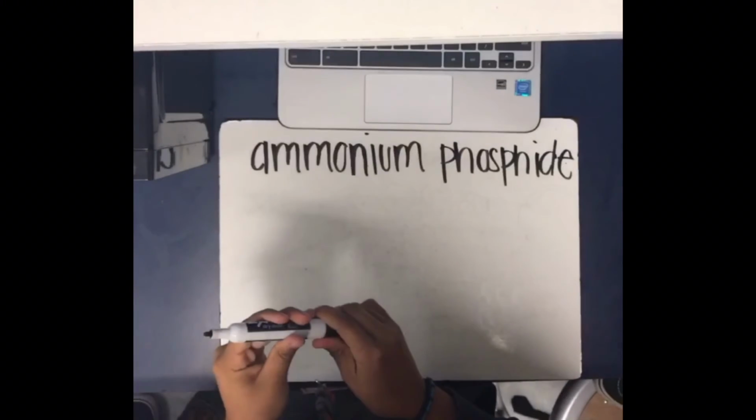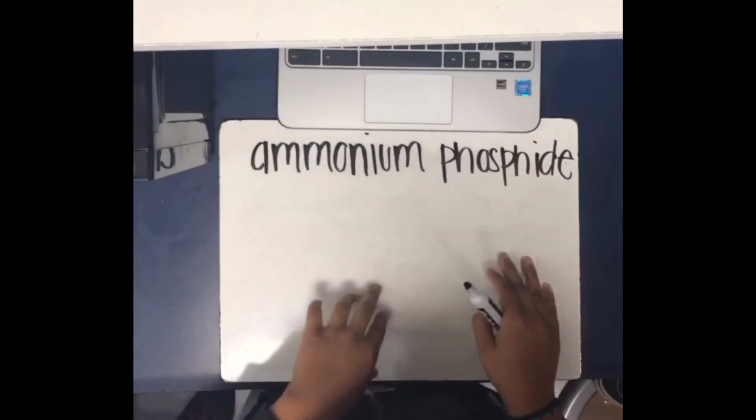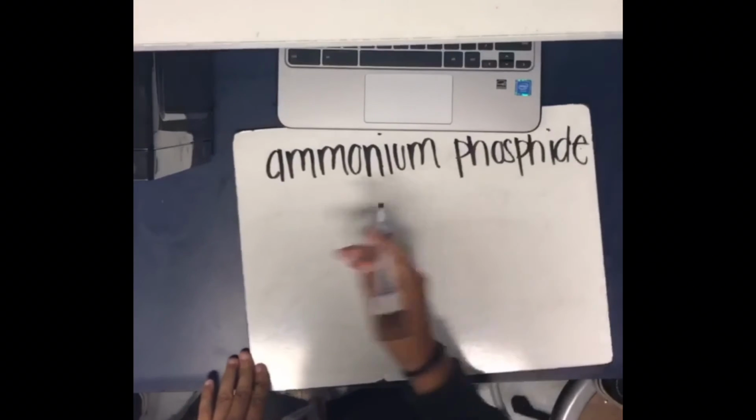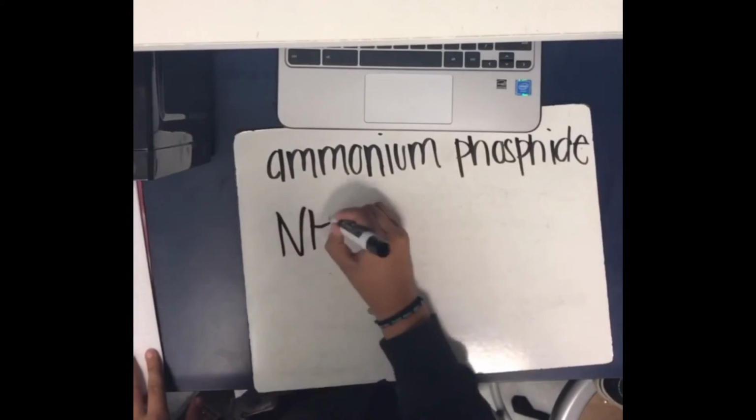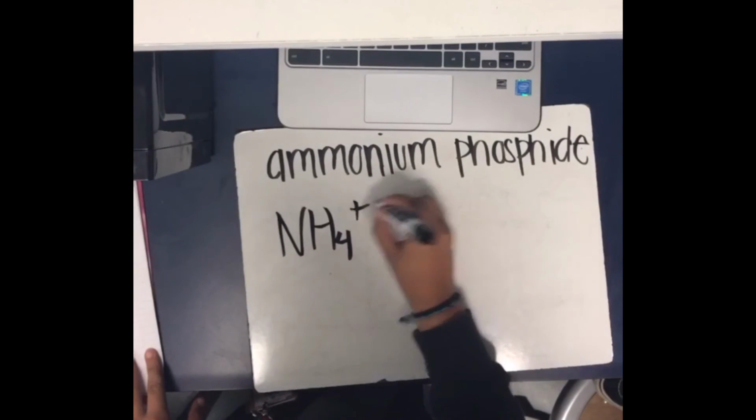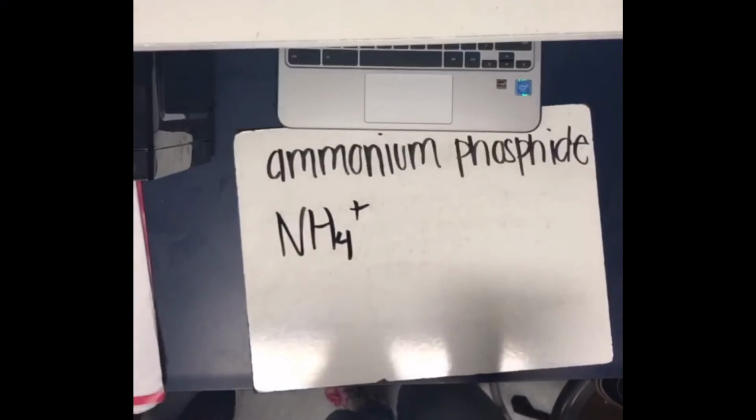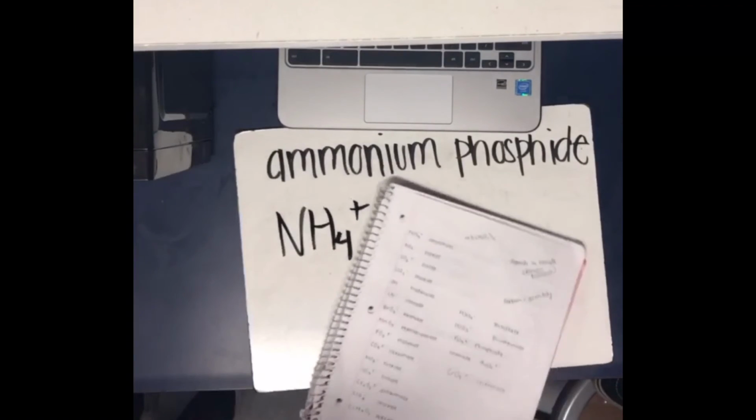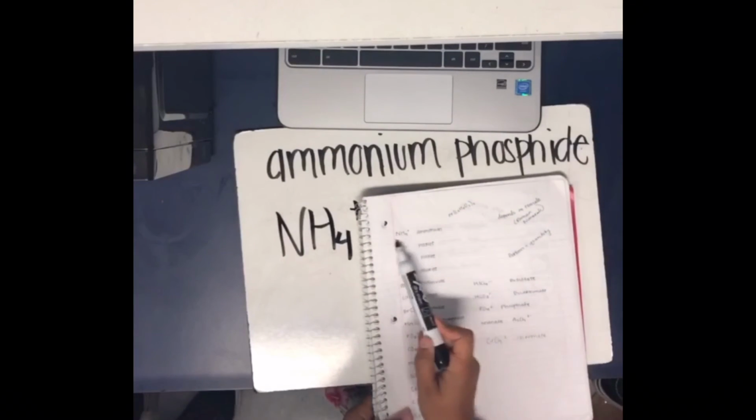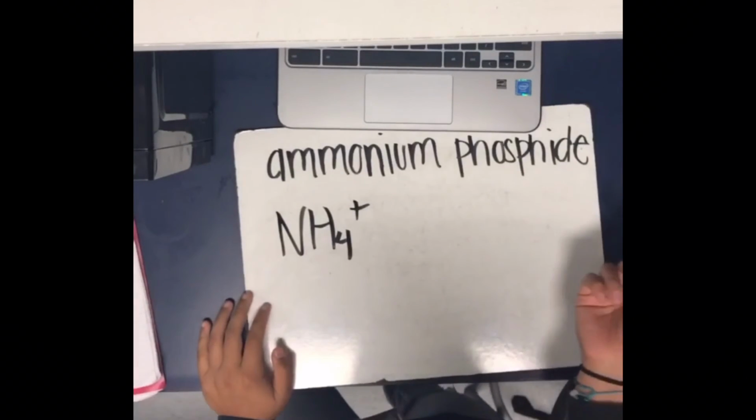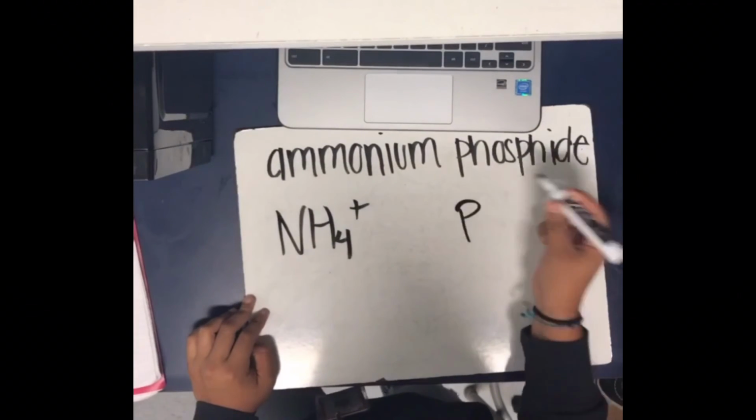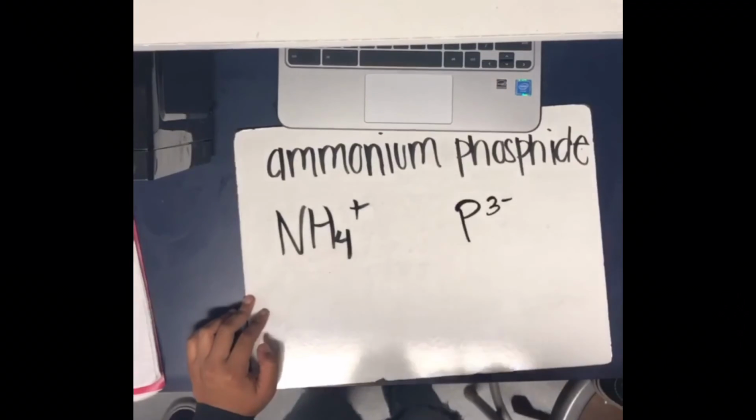We're going to learn how to change the name into a formula. First, we have to figure out what the formula for ammonium is, which is NH4 with a +1 charge. And I know this because I have my polyatomic chart right here, and ammonium's right here, so that's how I know. And then phosphide is basically phosphorus, so it would be P with a charge of -3.